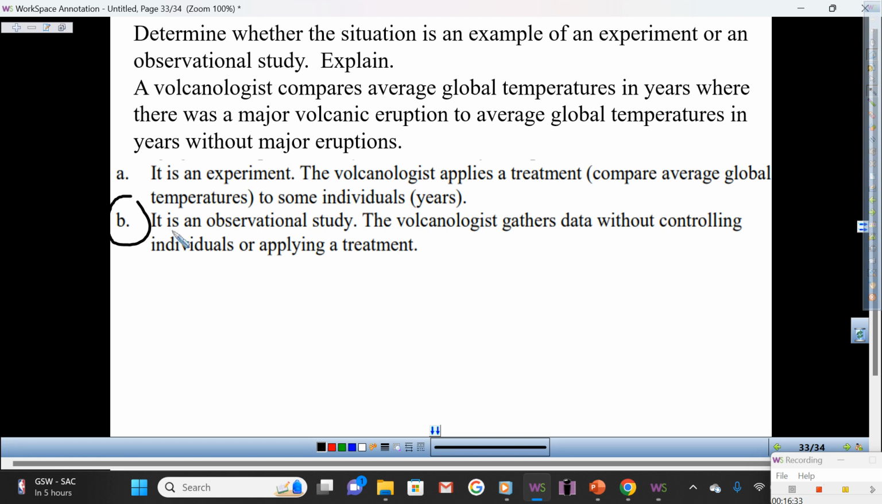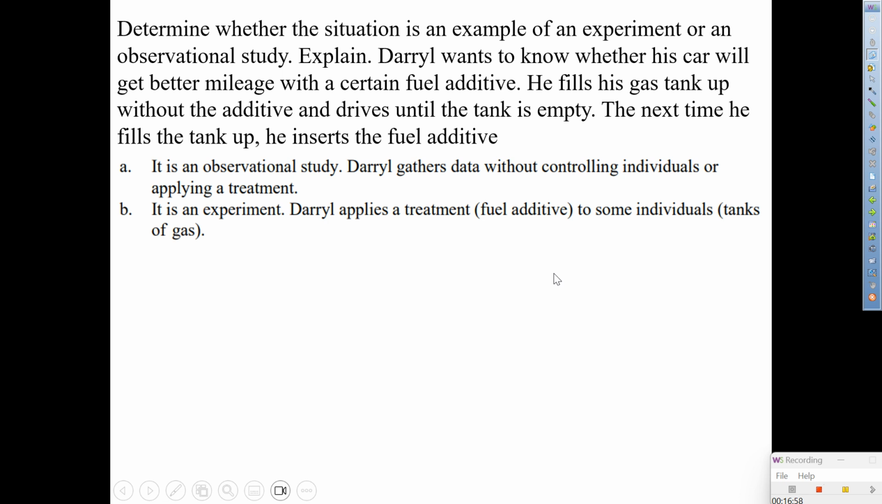Is there manipulation of the data? Did the volcanologist do anything to the temperature? No, that's something they just gathered. All right, send that in. Let's go to the next one. And by the way, did you guys notice on the study guide that question was repeated? Yes? All right, good. Let's go to the next one.